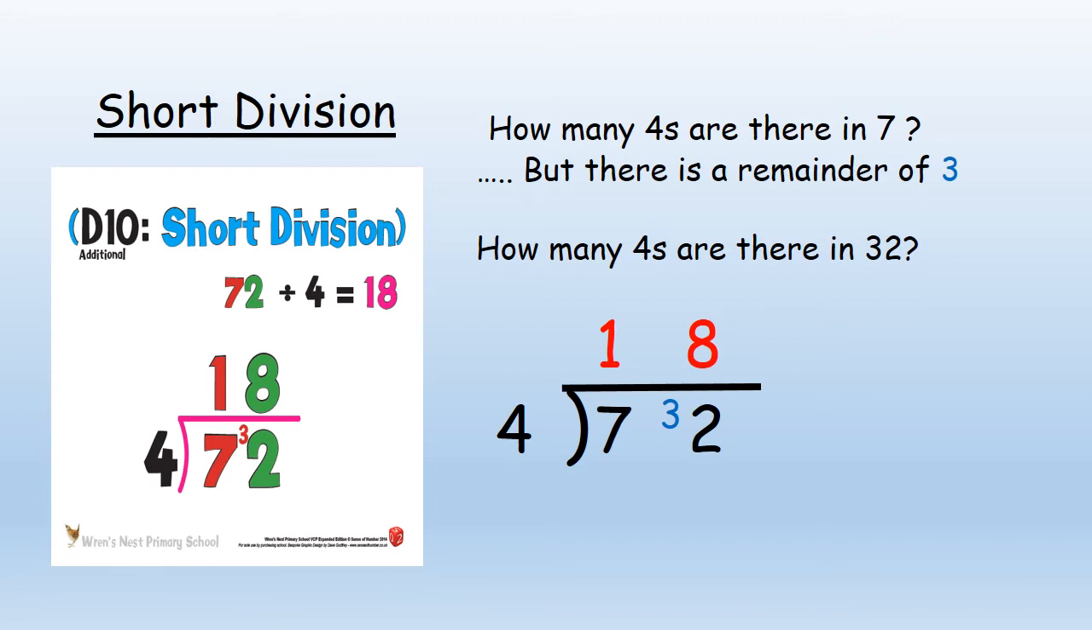This actually means 3 tens. So jot it down in front of the 2 ones and it'll give you 32. Then how many 4s are there in 32? And of course you should know 8 fours are 32, and so you write the 8 in the ones column, and that gives you an answer of 18. 72 divided by 4 equals 18.